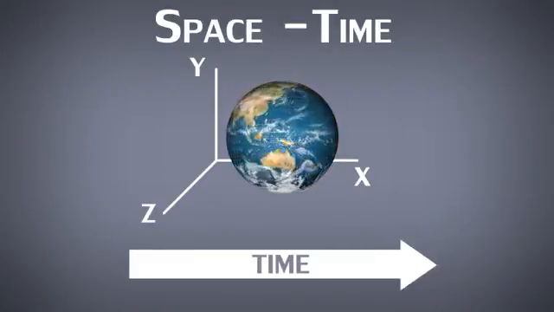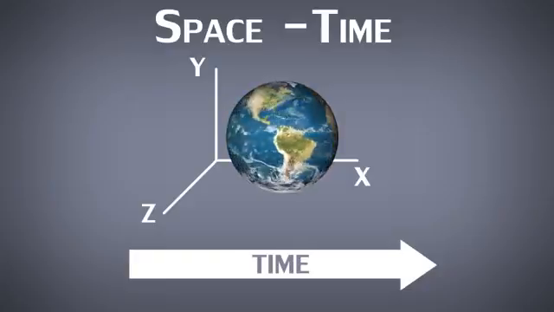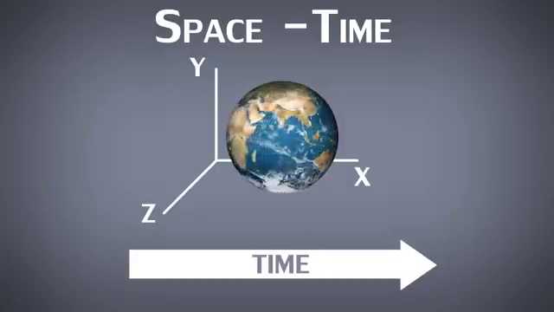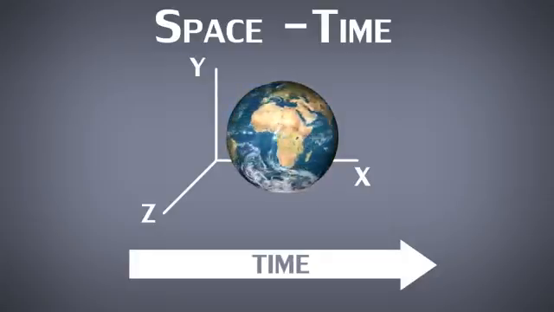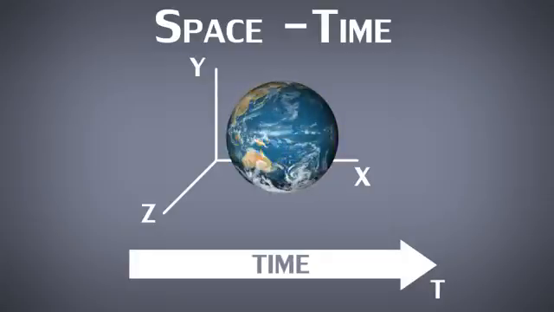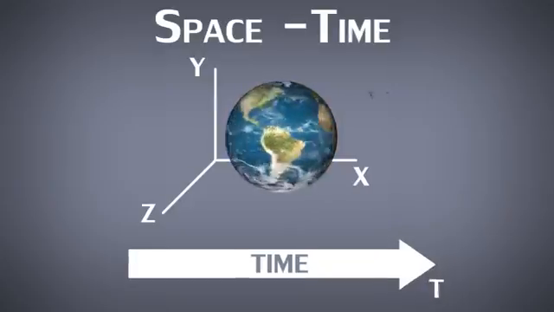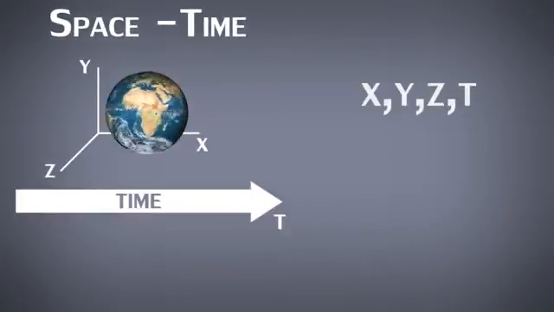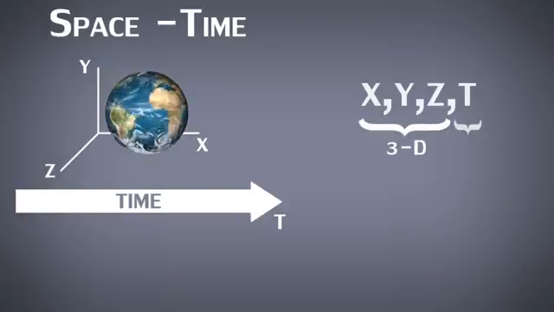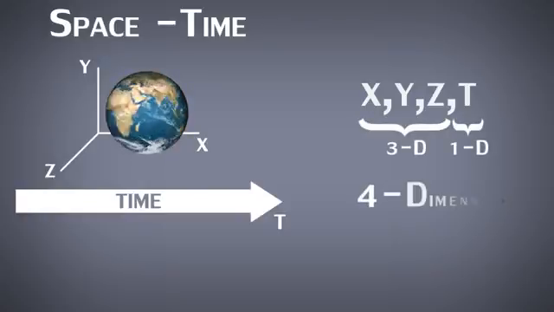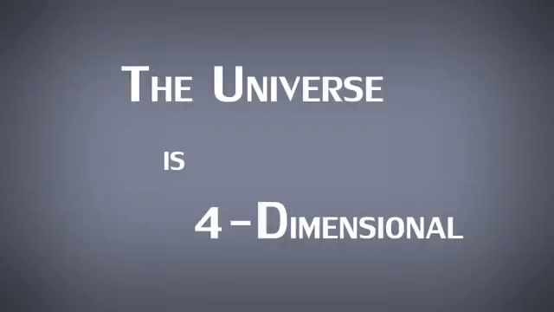And this brings up something very interesting. We know that space can be explained using an x, y, and z axis. Therefore, time, which is 1-dimensional, can be explained using a single t axis. This coordinate system of x, y, z, and t axes is known as the space-time continuum, or the fabric of space-time, or just space-time. But notice that we have 3 dimensions plus 1 dimension, which gives us 4 dimensions, meaning that the universe is 4-dimensional.